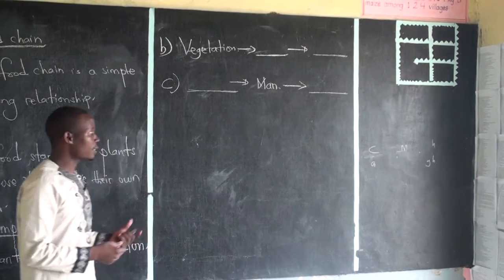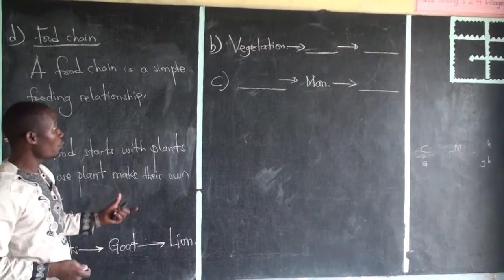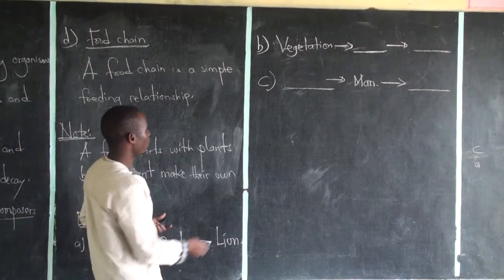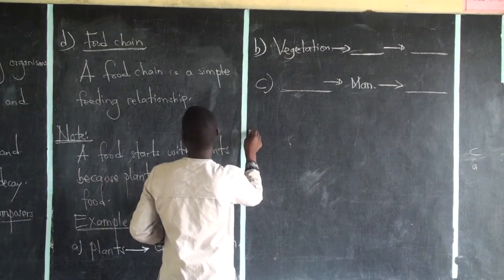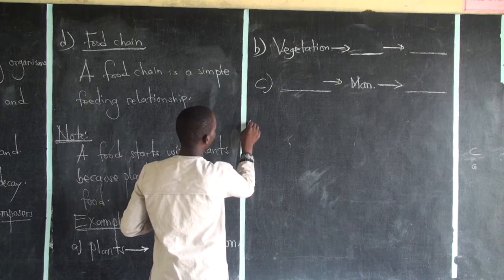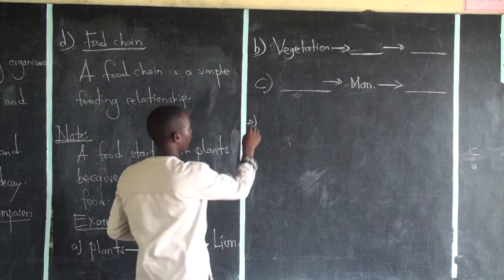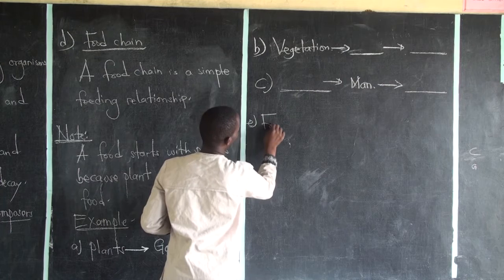We can now move to the next part, the last part of feeding relationship, where we shall look at a food web. That's part E, as the last common term here. So look at food web.